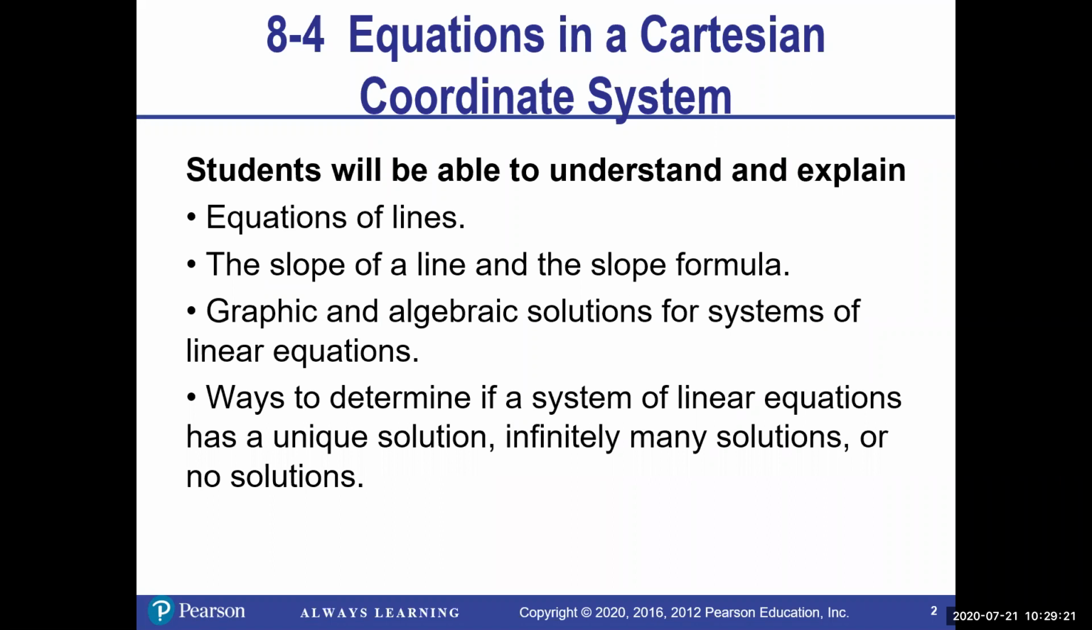Now, students will be able to understand and explain equations of lines. For equations of lines, basically, we are looking at the linear equation, which is y equal to mx plus b. You may have come across this in your algebra class or in Math 123 quantitative reasoning. Then we will look at the slope of a line and the slope formula. This guy is the slope. We know m is always your slope, and this is your y-intercept. We shall look at this in detail as we move along.